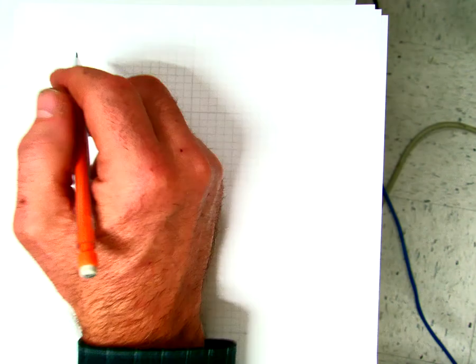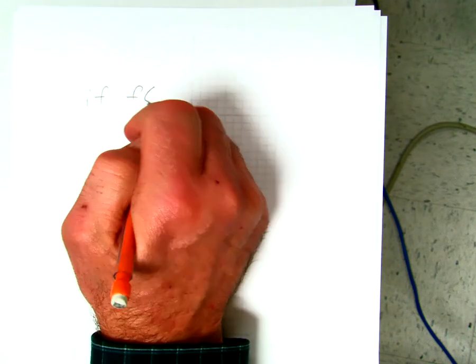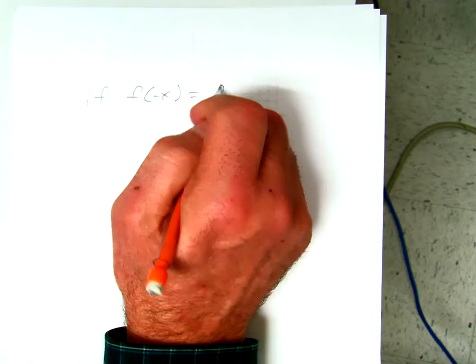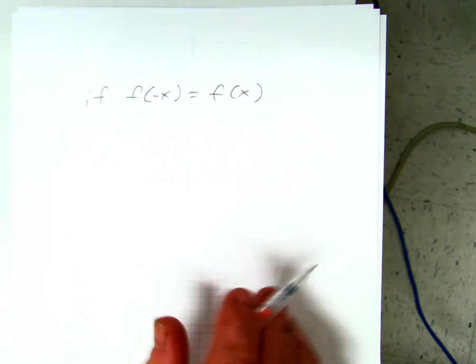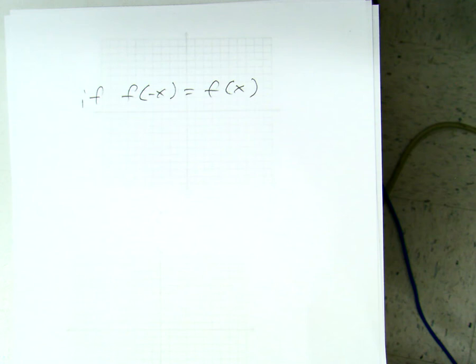Okay, we're going to talk about even and odd functions. All right, so the technical definition of an even function is if f of negative x equals f of x, then you have an even function. But what does that mean?